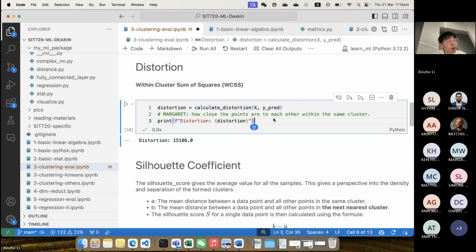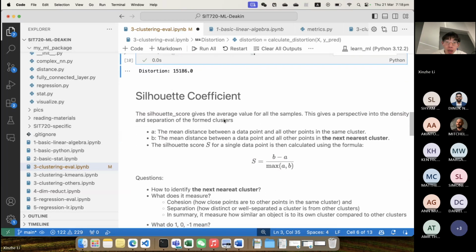But okay, it's not quite similar, sorry. But this idea of distortion score. Okay.